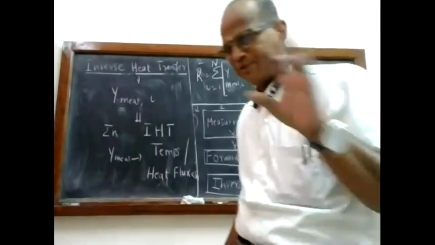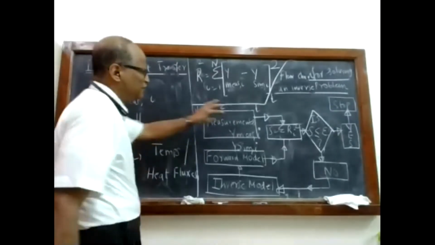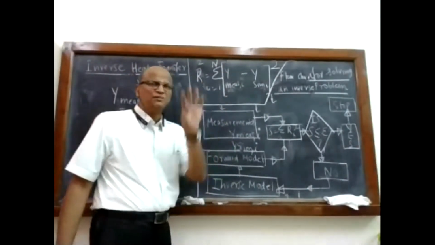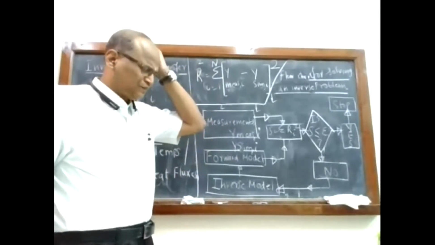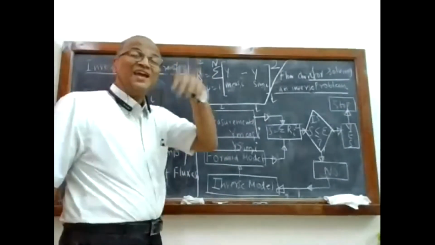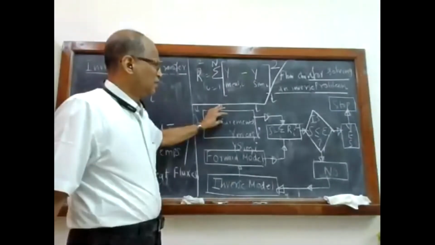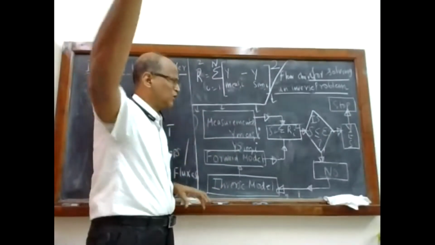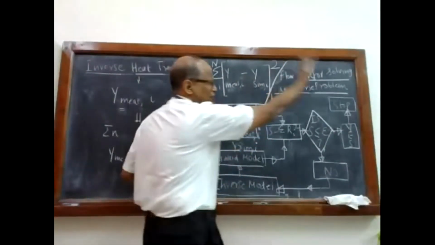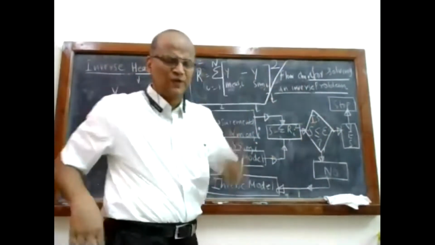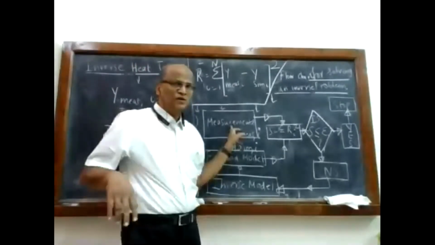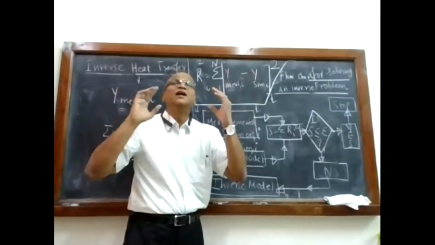So you have a set of measurements. In the terminology of inverse heat transfer, this set of measurements represents the effects. Now you want to figure out a cause. That cause is coming somewhere in the flow chart, which is not yet clear to us. Now, from these measurements, I want to get the cause.